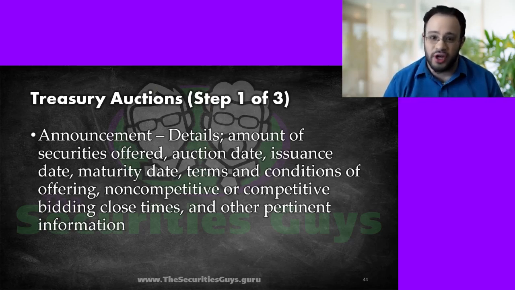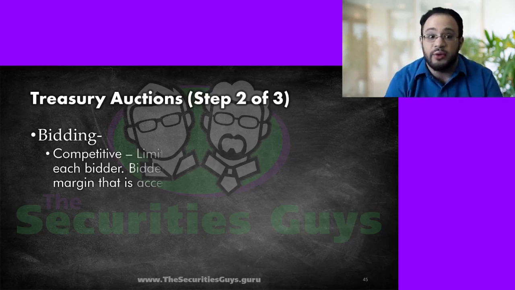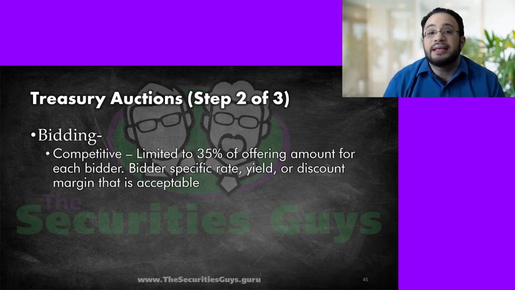This list that we're going to go through, you probably want to know what they are, and if you see a question, understand what that step means, but you're not going to have to go into any of the real details on it. Step 2 is the actual bidding process. And there are again 2 ways of bidding. We have the competitive bidding. That is limited to 35% of the offering amount. That means that no bidder can buy all of them.